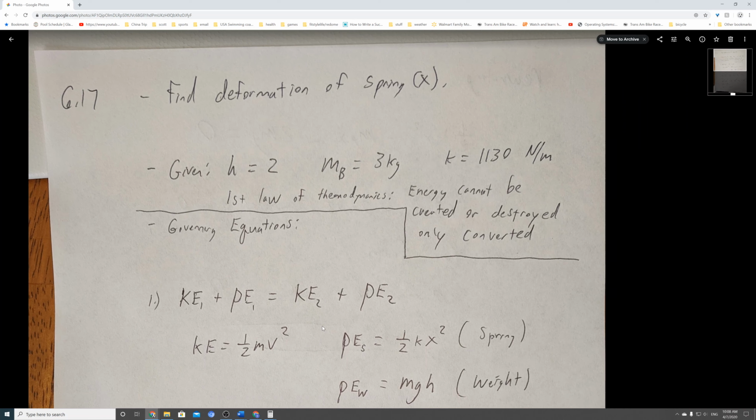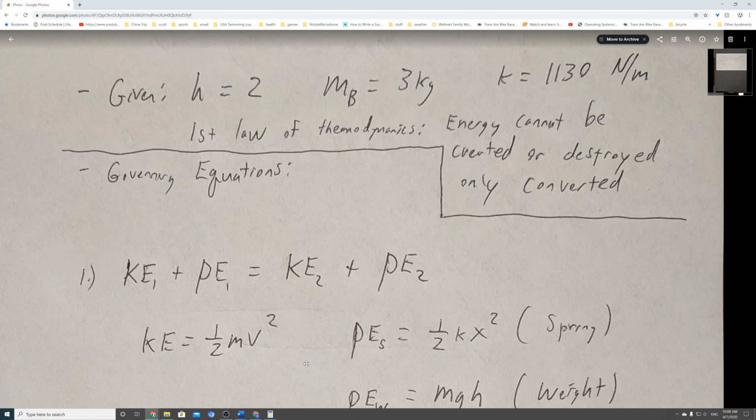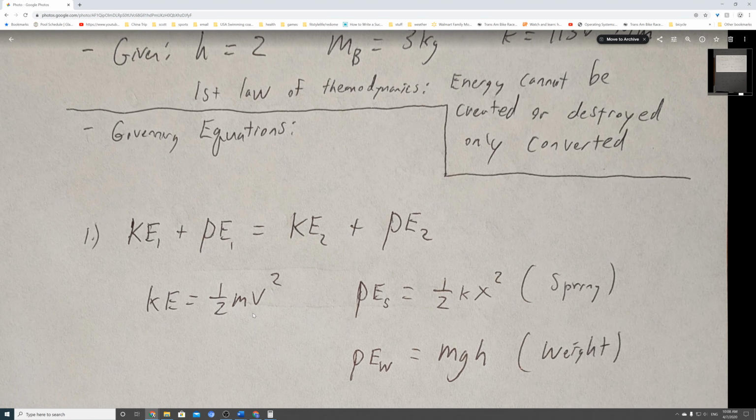Okay. So if we take a look at that, here's our initial kinetic energy equation. Here's our potential energy stored in the spring. And here's our potential energy stored in the gravitational field, or the weight of the object, okay? So it's weight times whatever position above its reference point that we care about, okay? So we need to think about what that value of H is for this one.